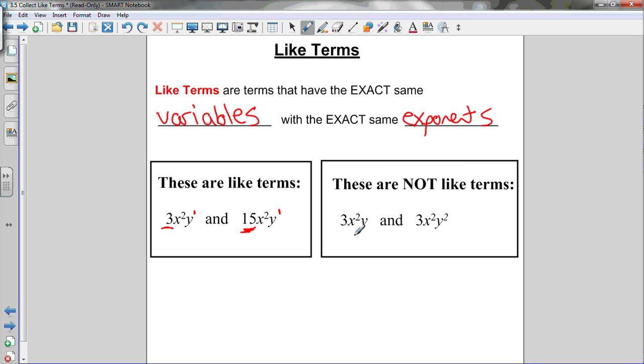So let's look at this example. This one, the variables, they both have x's and y's, but in this case, this one has a y to the 1, and this one has a y to the 2. So the exponents are different. Therefore, they are not like terms. Even though they both have an x squared, this one has a y to the 1, this one has a y to the 2. Don't let the fact that they both have the same coefficient make you think they're like terms, because remember, the coefficients have nothing to do with determining whether two terms are like terms or not. They've got different exponents on the y, so they're not like terms.